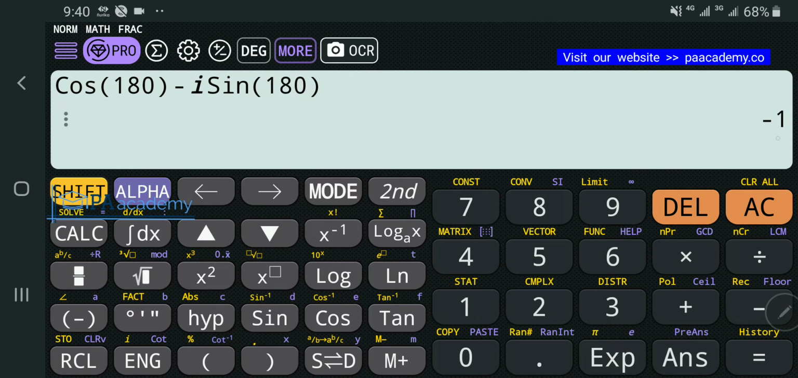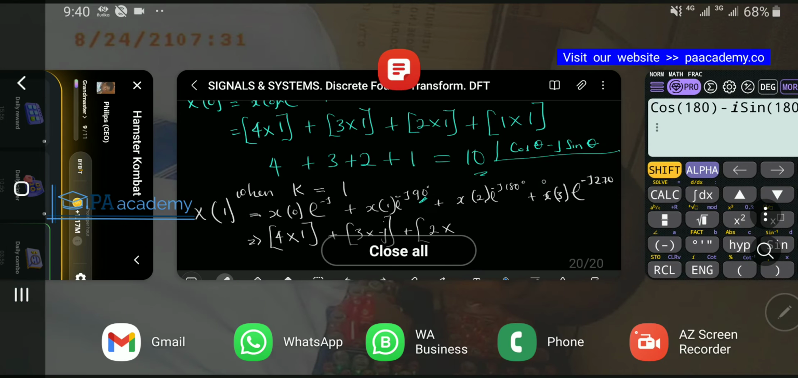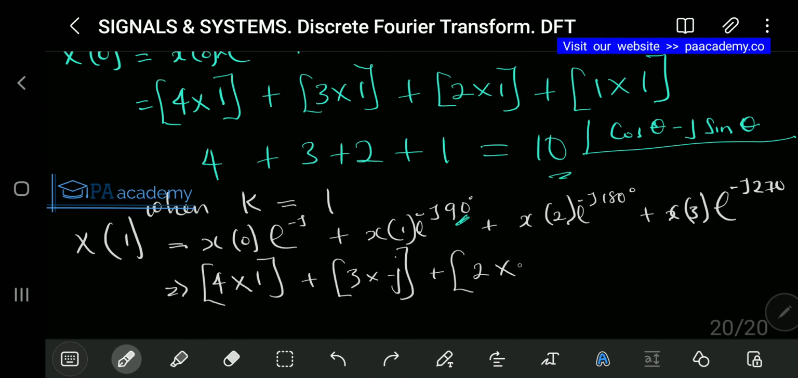So you can see that is giving us minus 1. So let's go back. So that's the value. So that's 2 times minus 1. Then plus our x of 3. X of 3 is 1. So that will be 1 times exponential minus j 270 degrees.